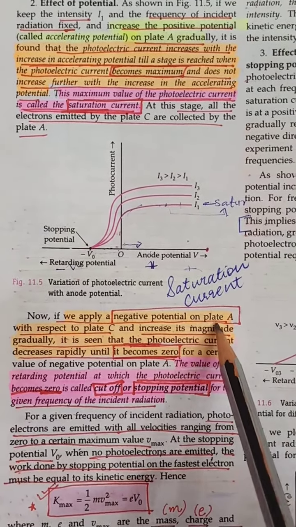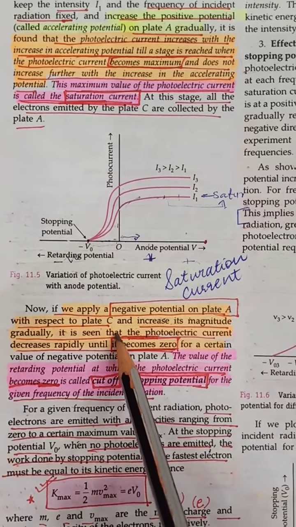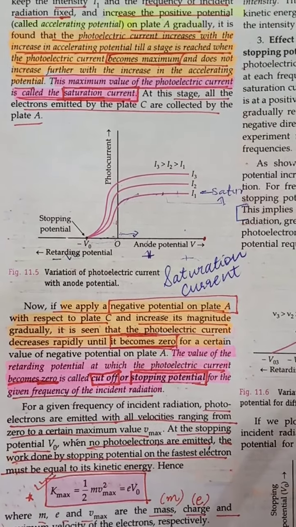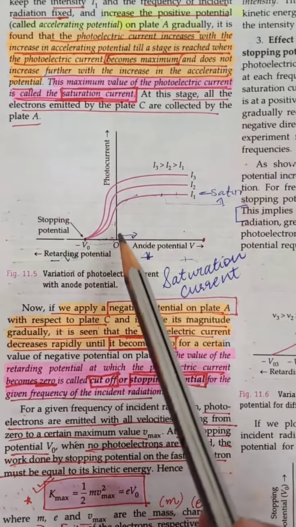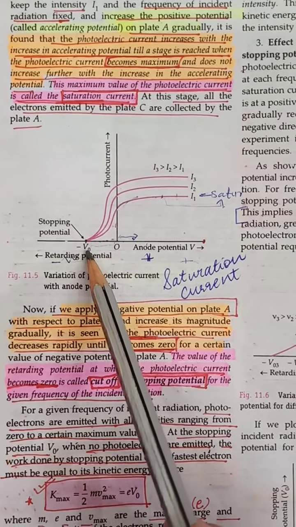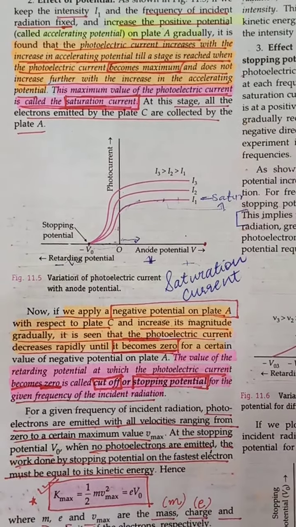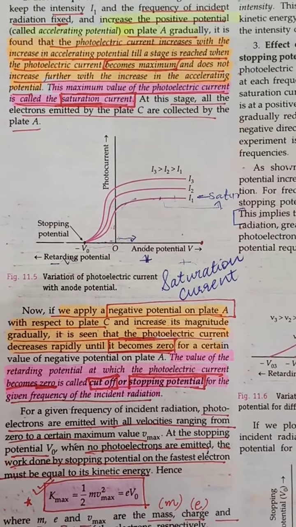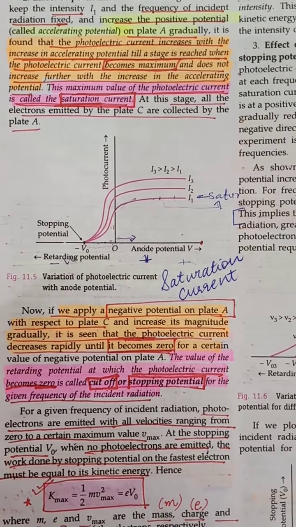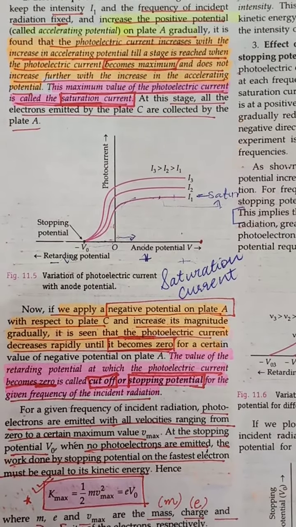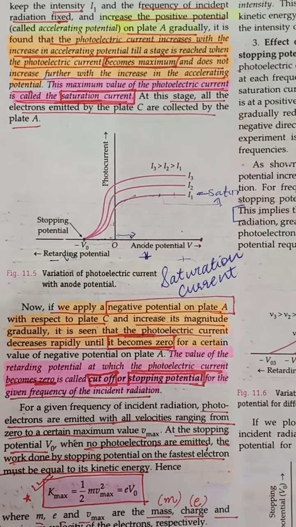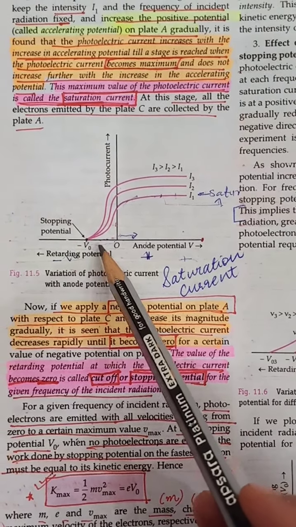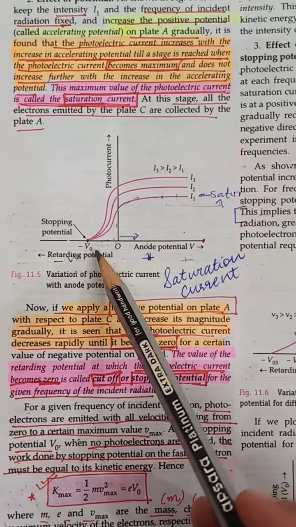And if we apply negative potential on plate A with respect to the plate C and increase its magnitude, it is seen that photoelectric current starts decreasing rapidly until it becomes equal to 0. For a certain value of negative potential on plate A, the value of retarding potential at which photoelectric current becomes 0 is called cutoff or stopping potential for the given frequency of the incident radiation. Here V naught is called stopping potential or cutoff potential.